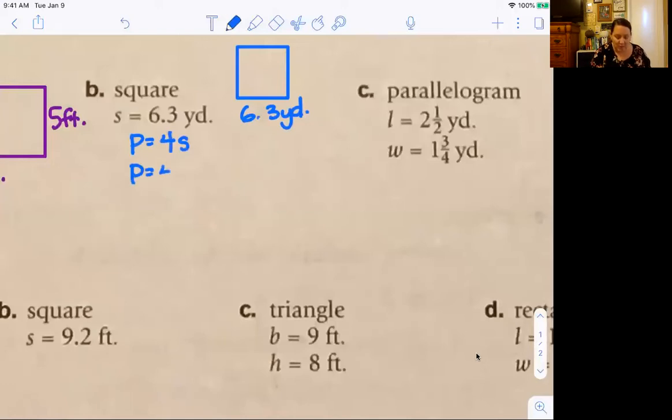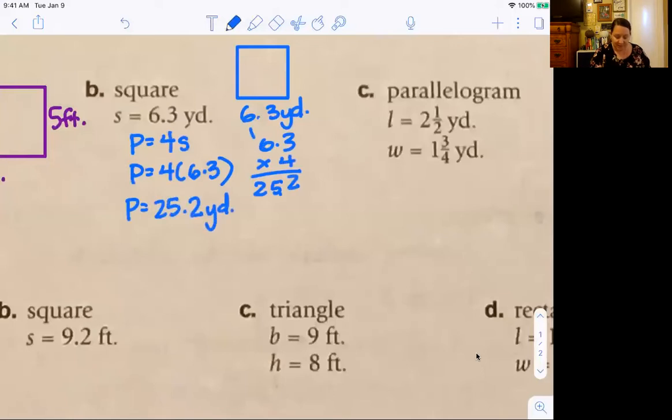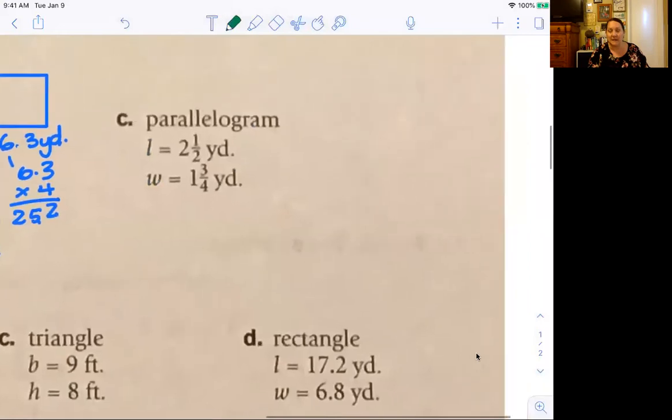Perimeter equals 4 times 6.3, and then we're just going to multiply. 6.3 times 4. 6 times 4 is 24, plus 1 is 25, and our decimal point. So perimeter equals 25.2 yards. Awesome. Let's move on to our parallelogram, letter C.